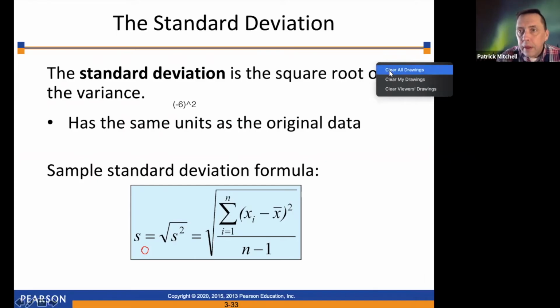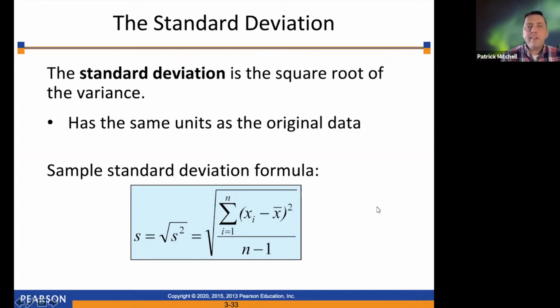Okay, so that brings us to the standard deviation. The standard deviation is just the square root of the variance. So again, most of the work is in calculating the variance. That might take you 2 or 3 minutes. But once you have the variance, it's very easy to find the standard deviation, just the square root of the variance. That's it. The standard deviation has the same units as the original data.